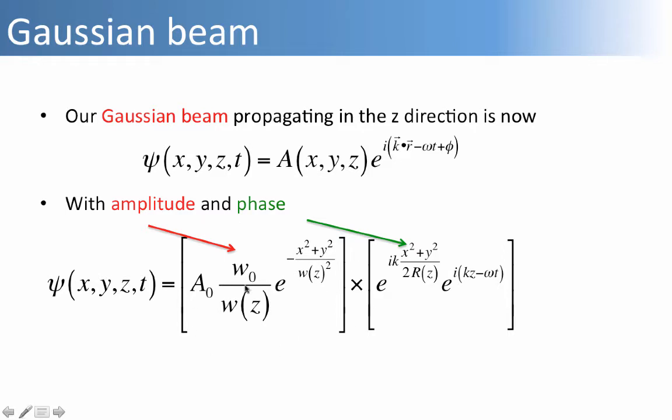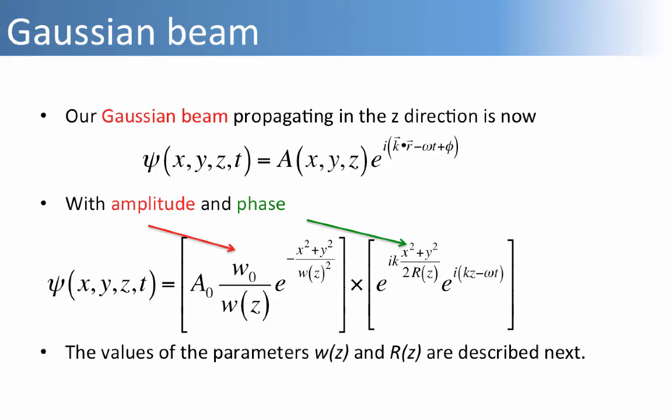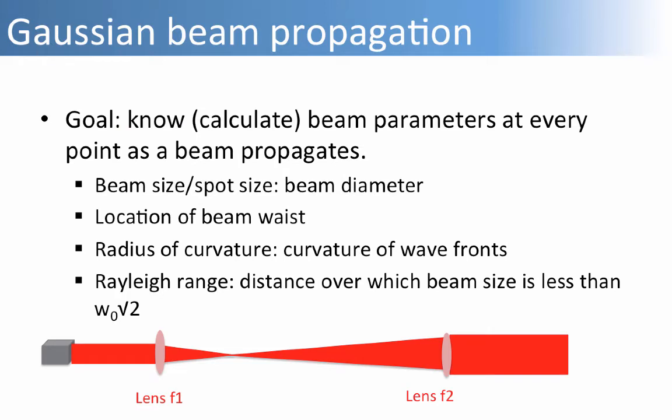Again, the amplitude is this term and the phase is this term. The difference between the two is that the phase term is changing. It has this exponential. The amplitude is an exponential also, but it's not an oscillating exponential, while the phase oscillates with position and time. So what we want to do now is calculate the parameters w and R. And that will tell us about these four factors.